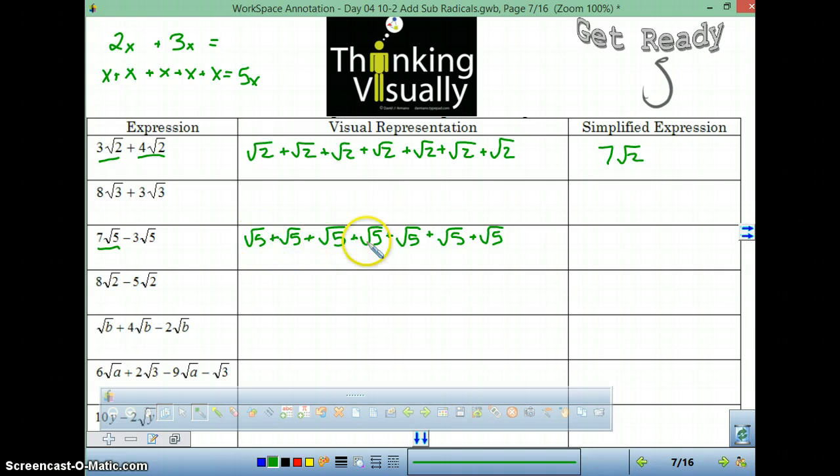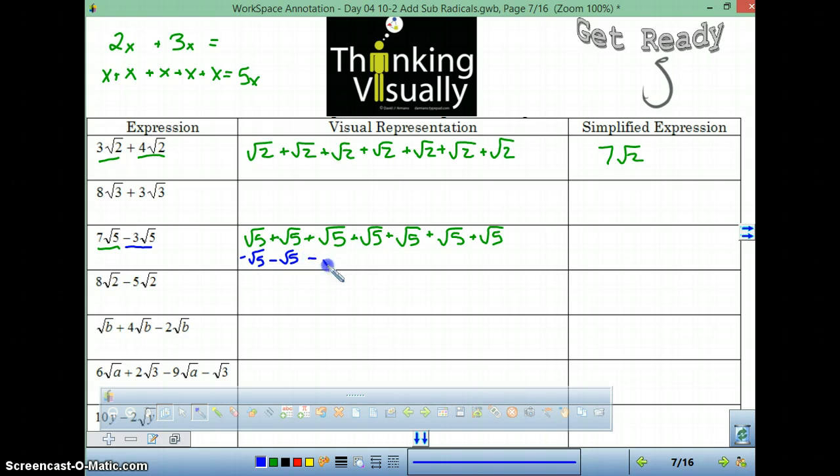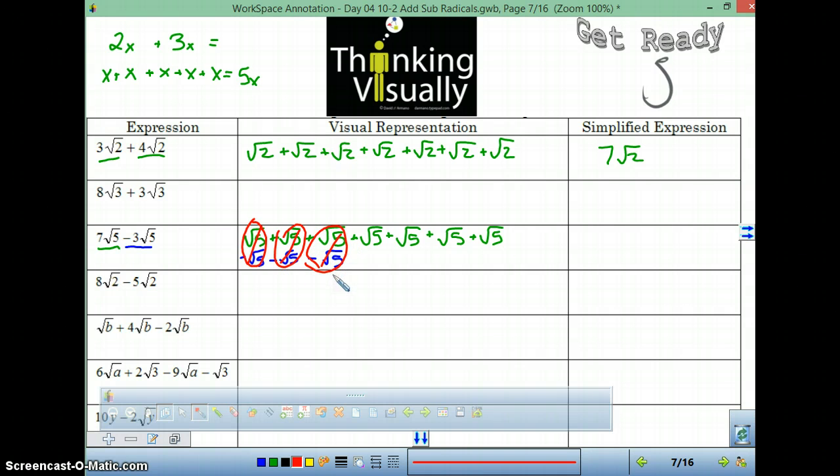So I've got 1, 2, 3, 4, 5, 6, 7 root 5's. Let's switch to a different pen for the negatives. We're going to have negative root 5. How many of them? We've got 3 of them. Minus root 5. Do you see some 0 pairs? 0 pair. 0 pair. Root 5 minus root 5 is 0. The answer is, I've got 4 root 5. Easy? Good.